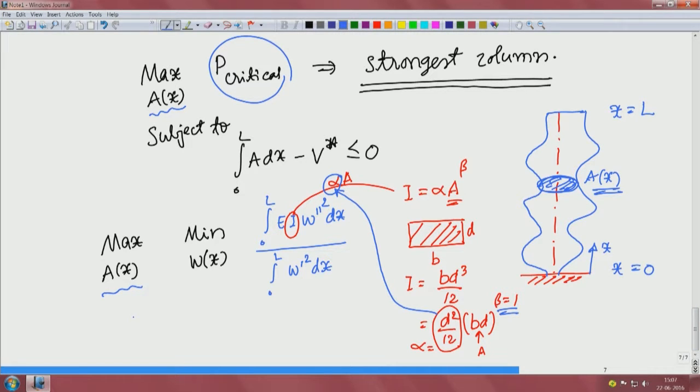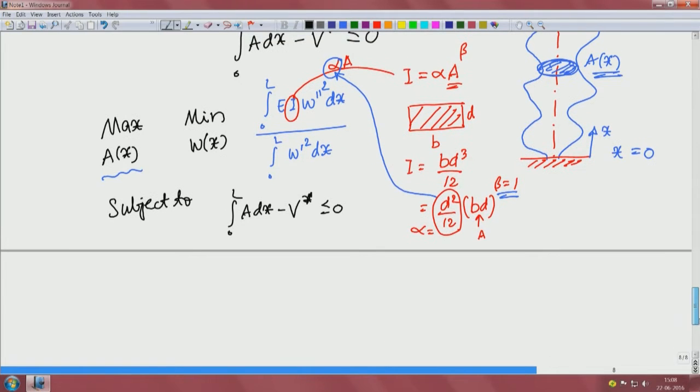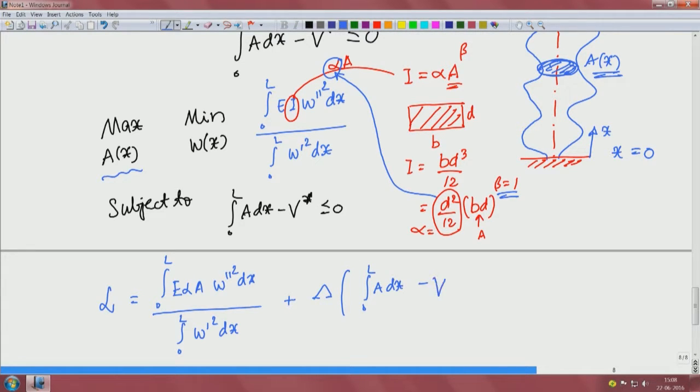And then we have the volume constraint: integral from 0 to L of A dx minus V star less than or equal to 0. So, we have the problem statement now. The first thing we do is to write the Lagrangian for this problem. Instead of writing I, we will write E alpha A: the integral from 0 to L of E alpha A W double prime square dx divided by the integral from 0 to L of W prime square dx, that is the objective function, plus lambda times the integral from 0 to L of A dx minus V star.